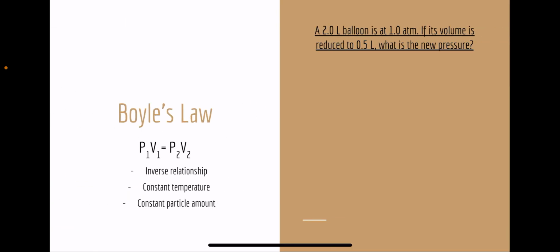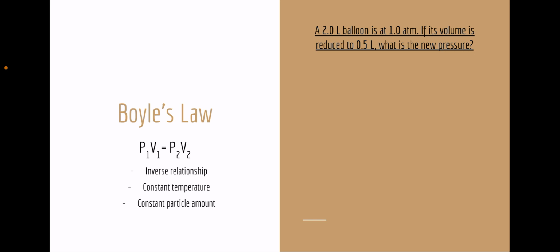Starting with Boyle's law. Boyle's law is the following. Initial pressure times initial volume equals final pressure times final volume. Boyle here indicates an inverse relationship, meaning that as one property or variable increases, the other should decrease, and vice versa. In this case, if pressure were to increase, volume is expected to decrease. This formula is true at constant temperature and constant particle amount.